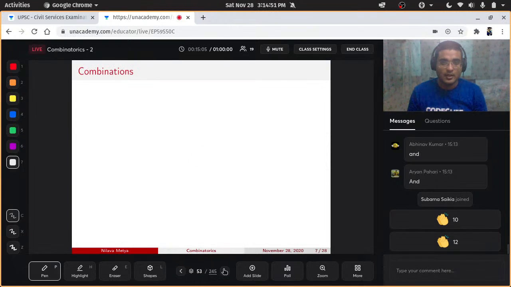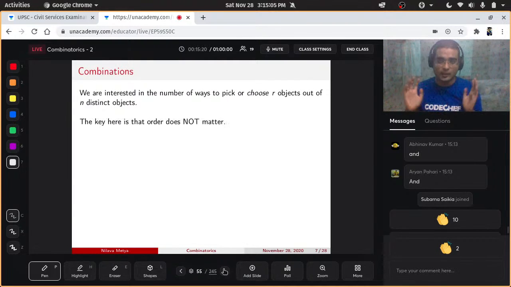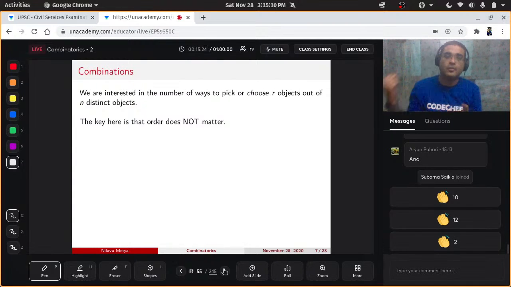So now let's get back to combination. In combinations, what do we want? We want to just pick out objects. We don't want that we pick this first, second, third, fourth. We don't want any order. We just want to pick out objects anyhow. So you put your hands in a bag and pick out r balls out of the n balls. The key here is that these objects are distinct, all right? But then order does not matter.